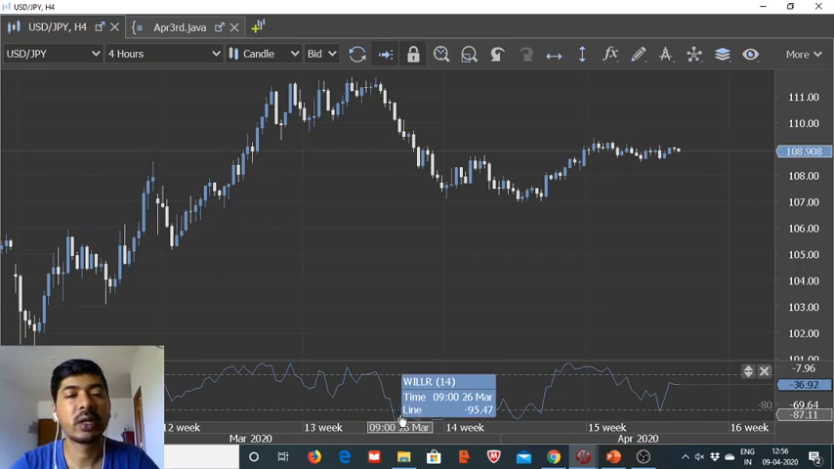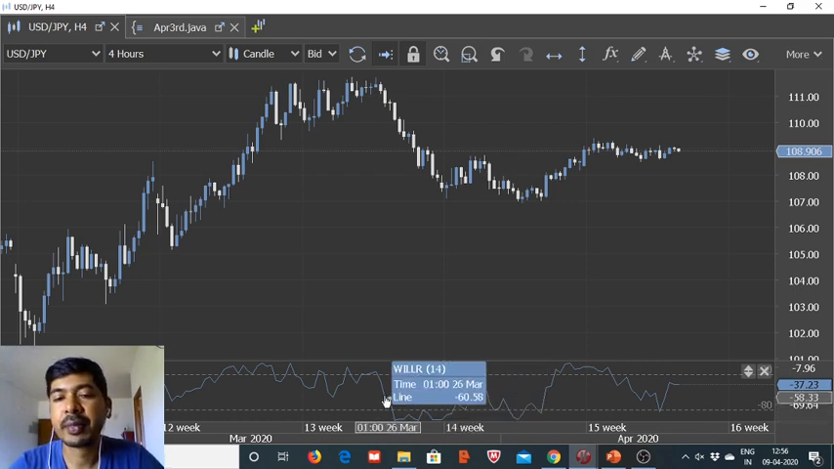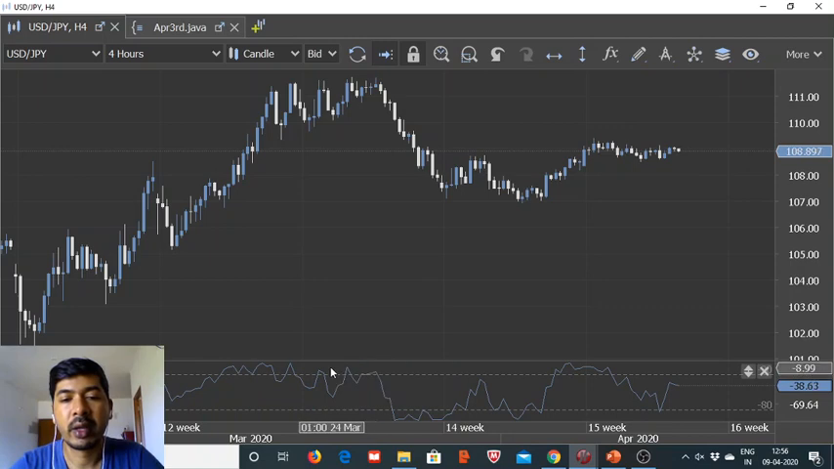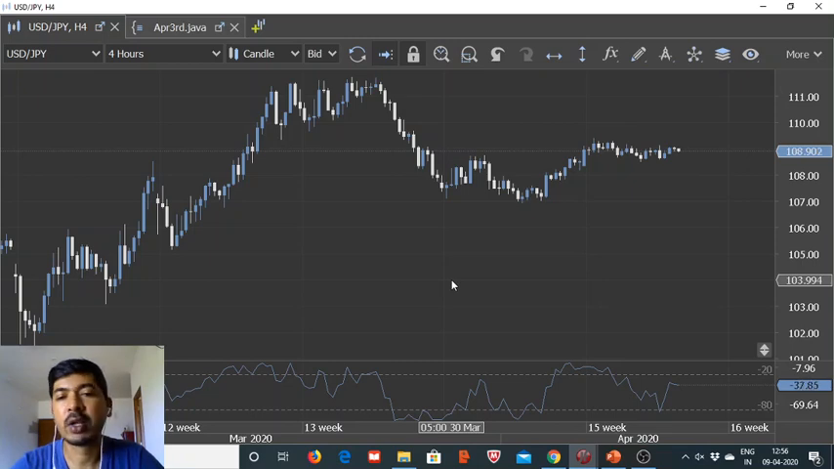using the shift 6. So both these values we will take in mind, and we will want that Williams R values are below minus 80, and for a sell trade this value should be above minus 20. So that will help us determine the overbought and oversold conditions.